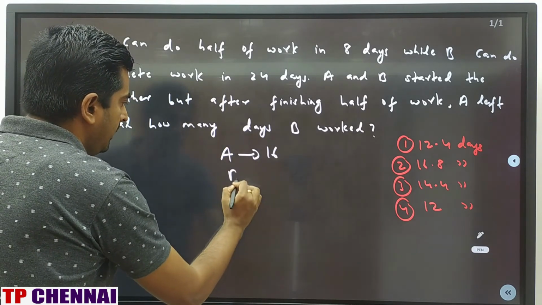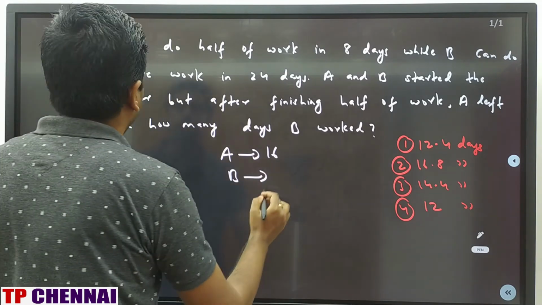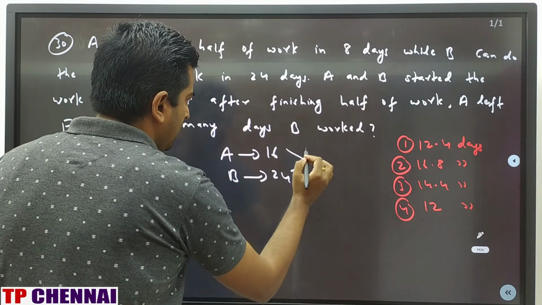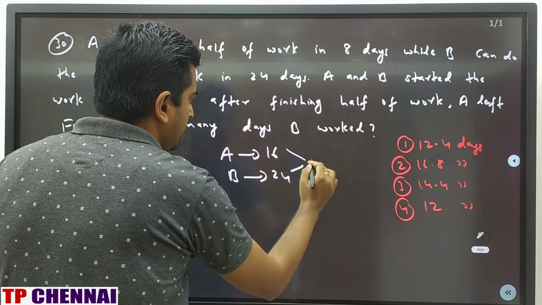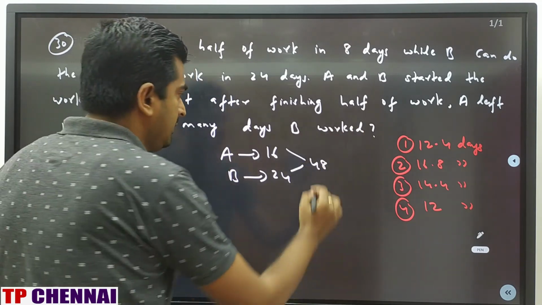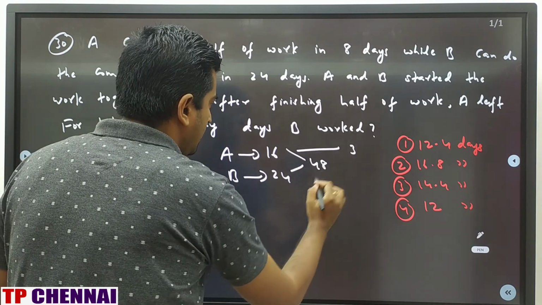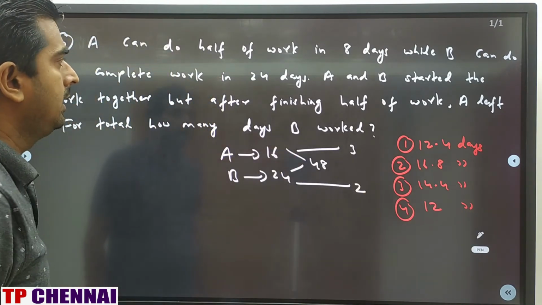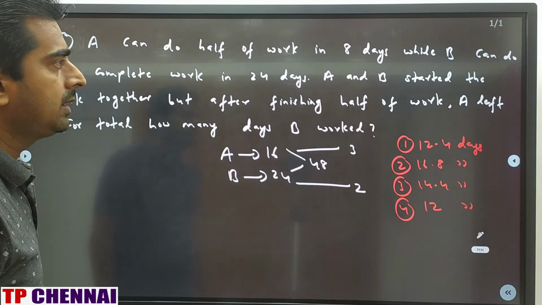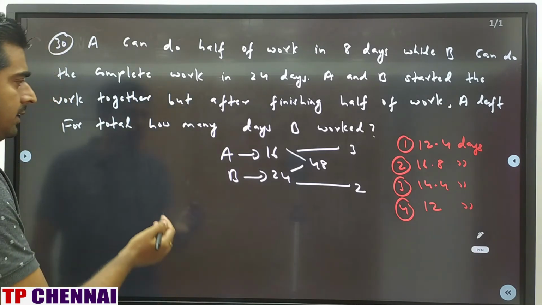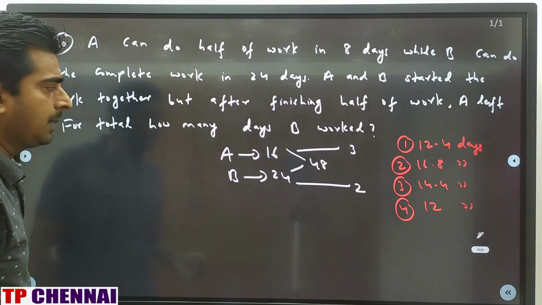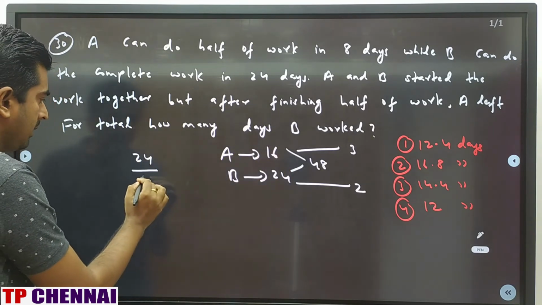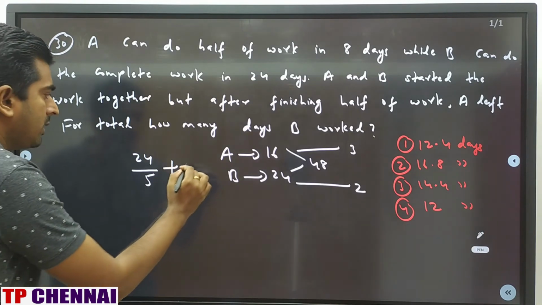And B will do the work in how many days? 24. LCM is 48. Efficiency of A is 3. Efficiency of B is 2. Now they both started the work, and after finishing half of the work, A left. That means days is nothing but work by capacity. The work is half of the work they did, 24 divided by both A and B, 5. Plus, now the remaining half, who will do it?